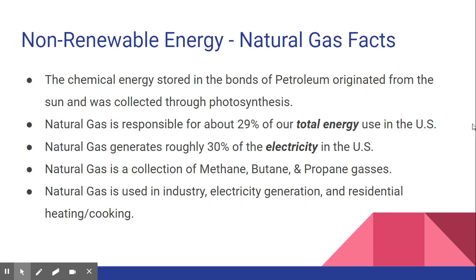Natural gas is a collection of many different types of gases. The one that you're probably most familiar with is propane. Propane is what we use to cook in our homes. It's also what we use out on the grill when we're barbecuing and things along those lines. So propane is something you're probably familiar with. It's used lots of different ways as well. Electricity, it's used in our homes. It's also used in those industrial applications, manufacturing processes, things like that.